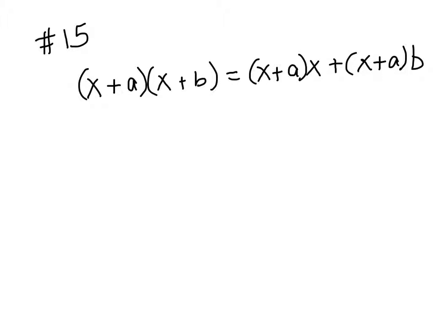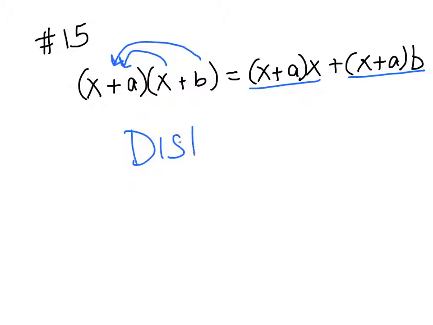Number 15 is a distributive property, but it's kind of hard to see. So here's what I want you to notice. It's kind of working backwards. It's taking this x and multiplying it to that, which gives us that term. Then it's taking the b and multiplying it to that to give you that term. So therefore, it's the distributive property.